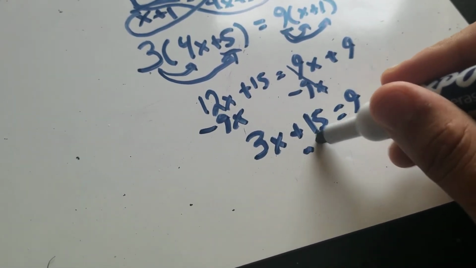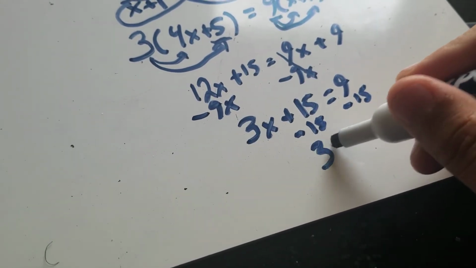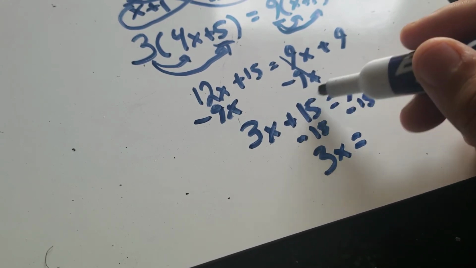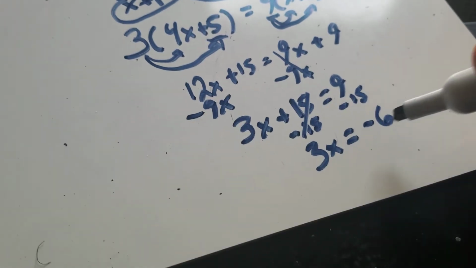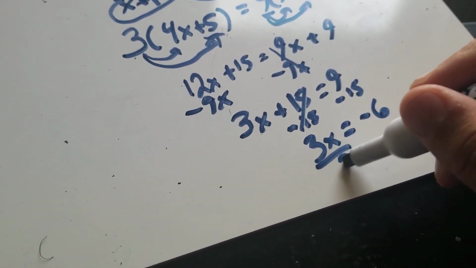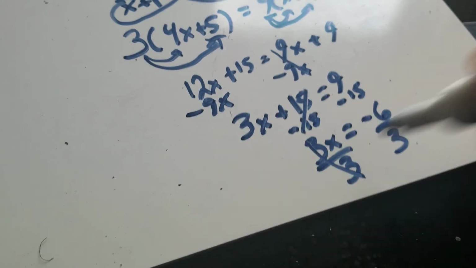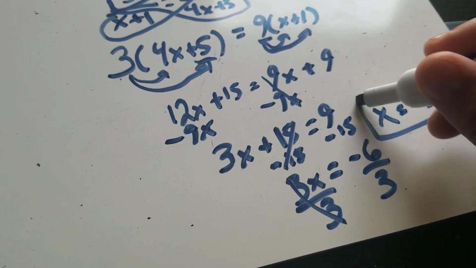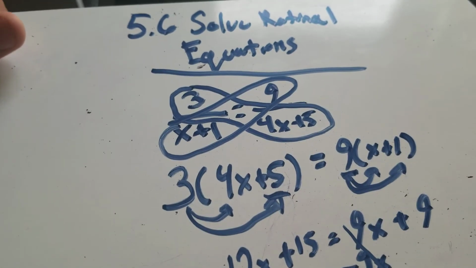Like I said, what's nice about this section is we go back to some classic algebra. So then I subtract 15 on both sides. Cross that out. 9 minus 15 is negative 6. Divided by 3, because it's 3 times x, so we do the opposite. So x equals negative 2. That's one example of solving a rational equation.